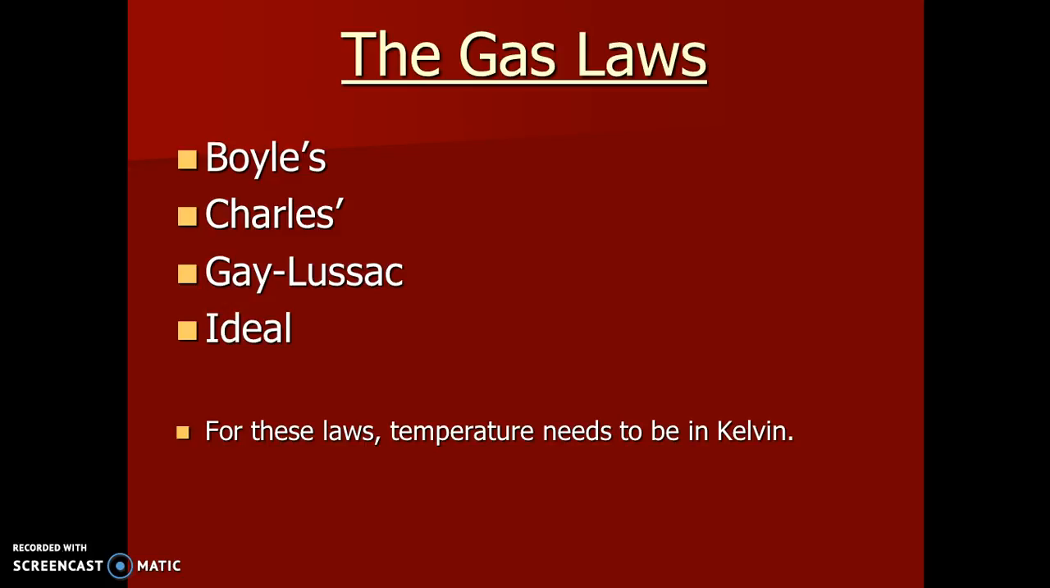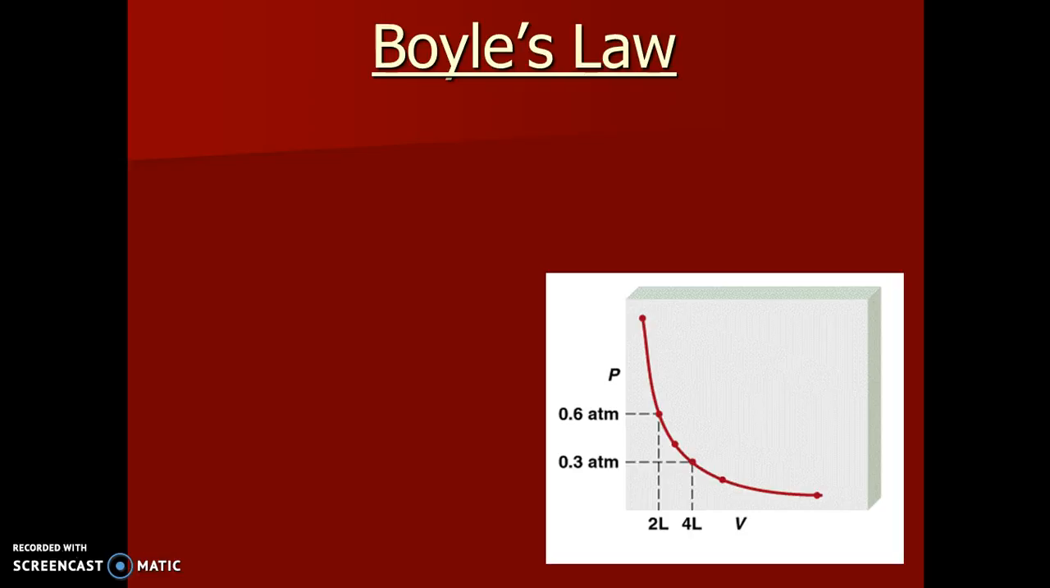One thing to keep in mind as we go through these is that for every single one of these calculations, Boyle's, Charles', and Gay-Lussac, we really need to have the temperature be in Kelvin, where Kelvin is Celsius plus 273. For the ideal gas law, it depends on what unit the gas constant is in, but most likely we will always have it in Kelvin. So just make sure that you're performing those conversions before you get started.